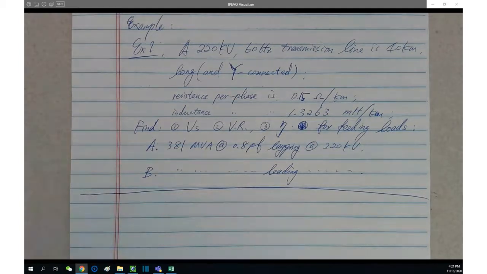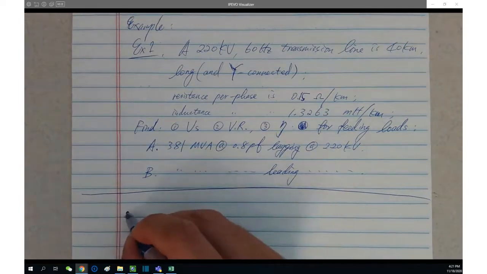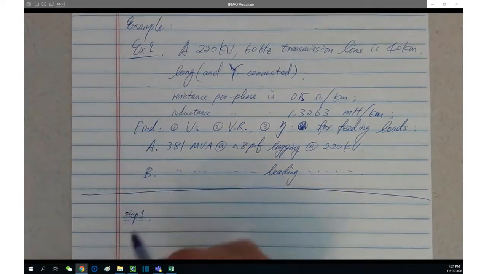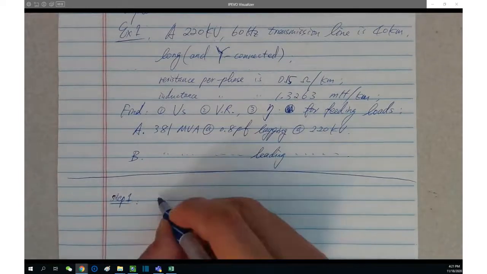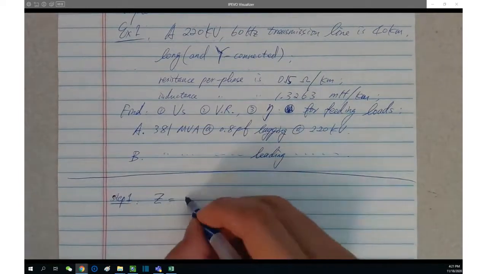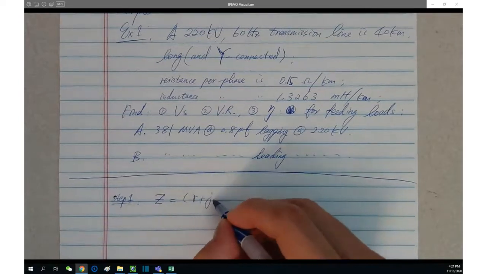All right, let's start to solve this problem. Let's try to divide the solution into different steps, especially for this very first example. Step one, no matter what, obviously we want to take care of the Z first. The Z formula is repeated here.